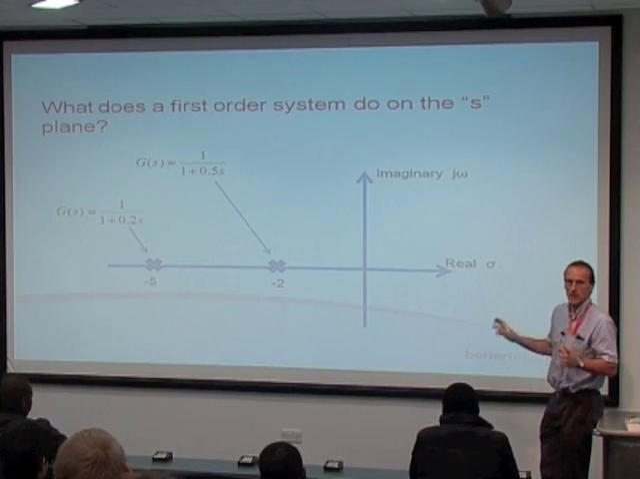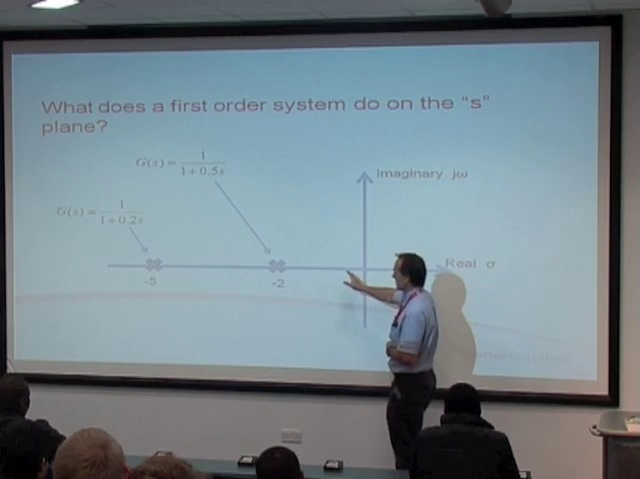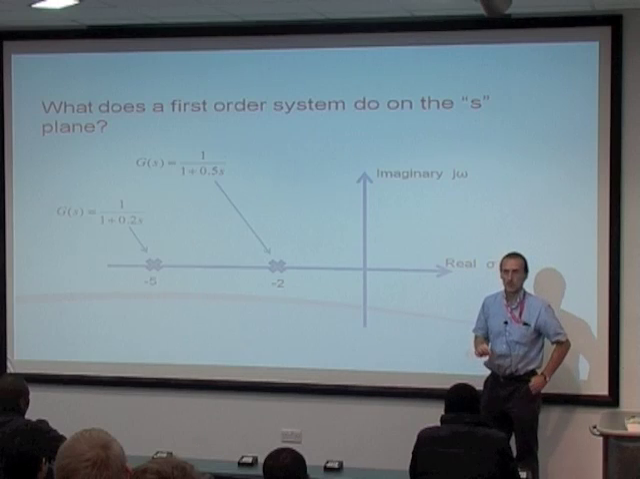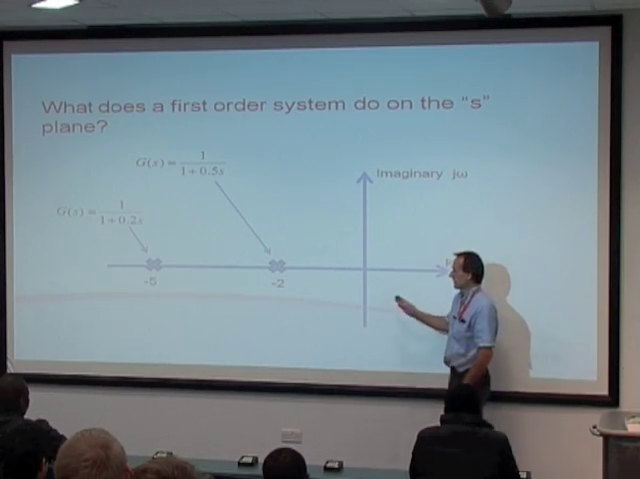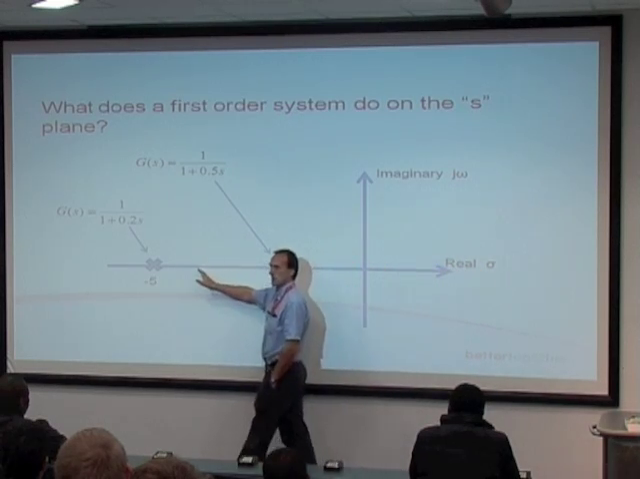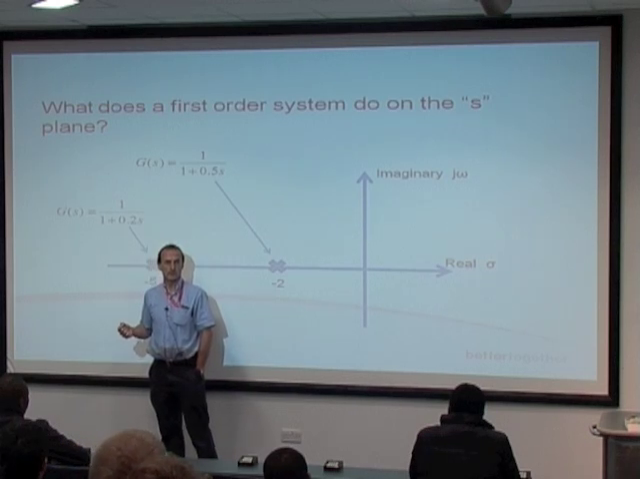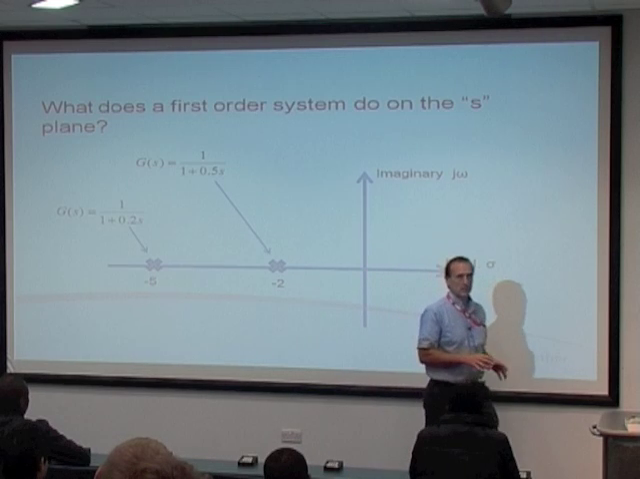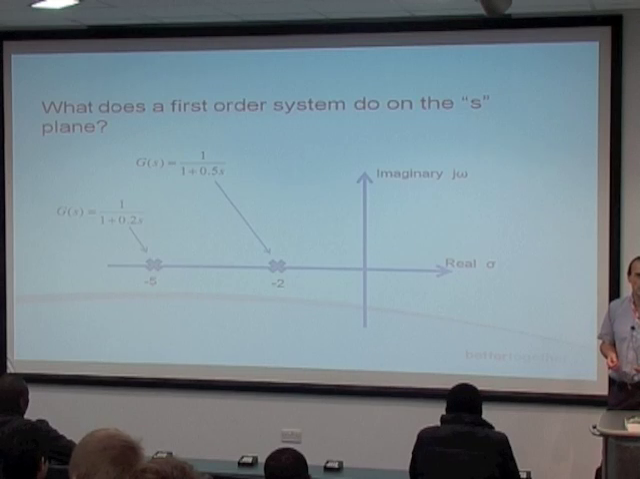If I look at the algebra of my transfer function and end up with a number of poles along here on the real axis, that tells me the response rates for the system. The further to the left my poles go, the faster my system is responding. Okay? So I can simply draw a graph, pop the poles on it, and by looking at where they are, I can tell if this system is fast or slow.